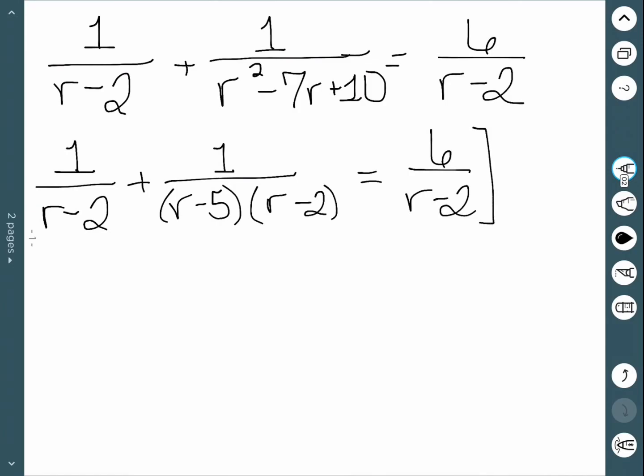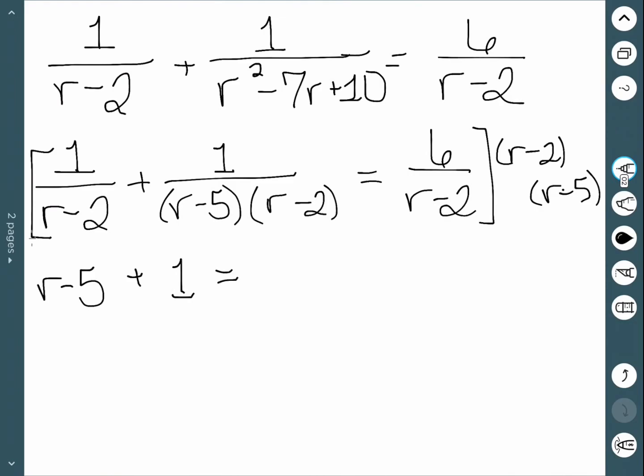And essentially what we're going to multiply by is whatever's on a denominator. We see we have an r minus 2 on a denominator, and we also have an r minus 5. So I'm going to multiply by both of those things. In my first term, the r minus 2's cancel, but the r minus 5 doesn't, so I'm just left with this r minus 5. My second term, I have an r minus 2 and an r minus 5 cancel, so I'm just left with 1.